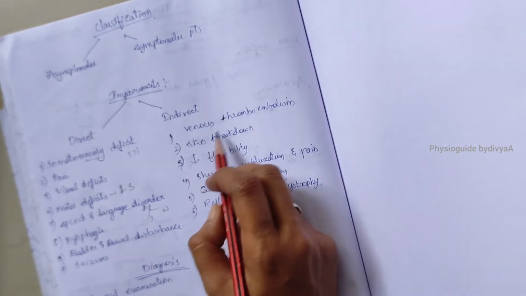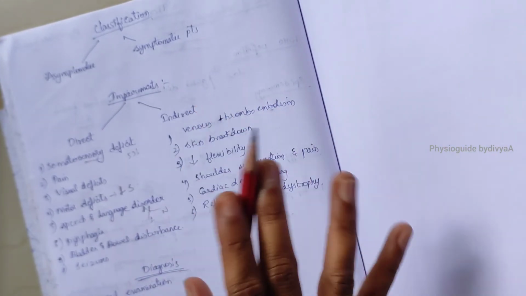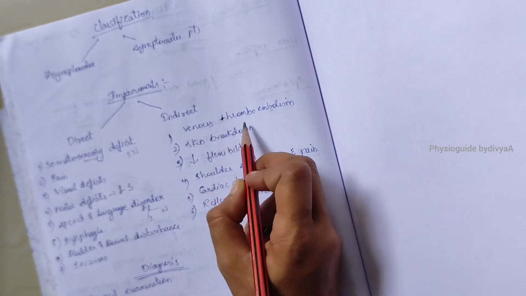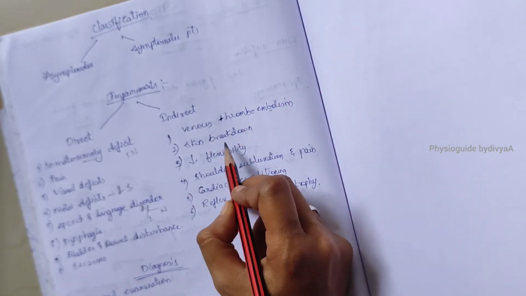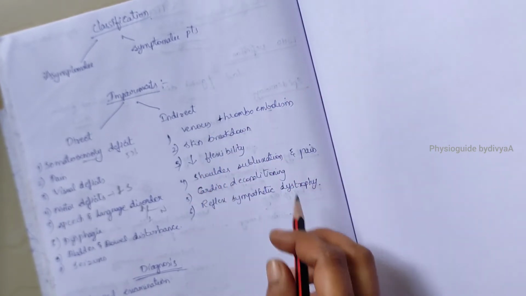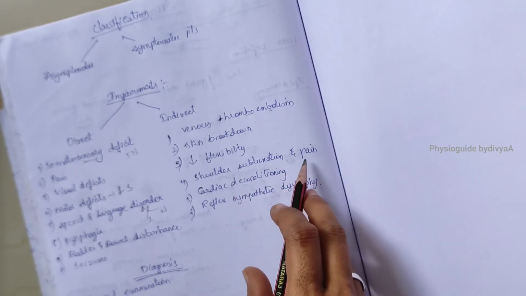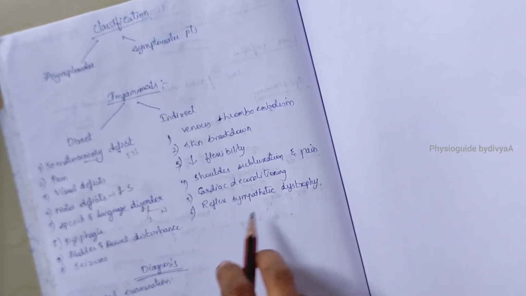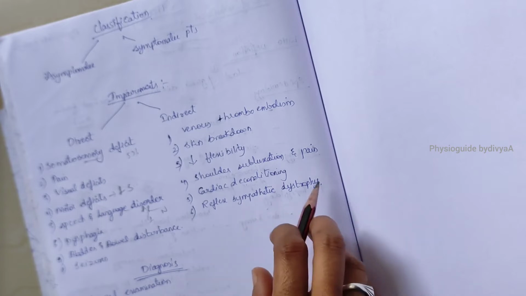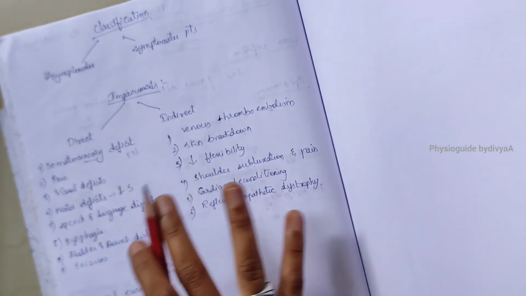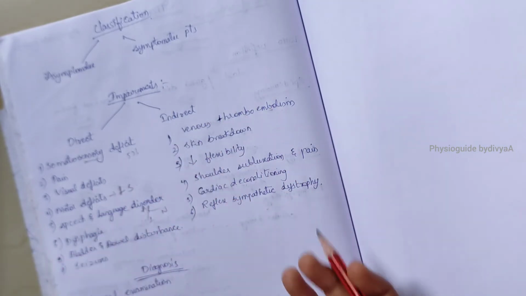Next, indirectly, these are the symptoms seen: venous thromboembolism, skin breakdown, decreased flexibility, shoulder subluxation and pain, cardiac deconditioning, and reflex sympathetic dystrophy. These are the symptoms, impaired directly and indirectly.